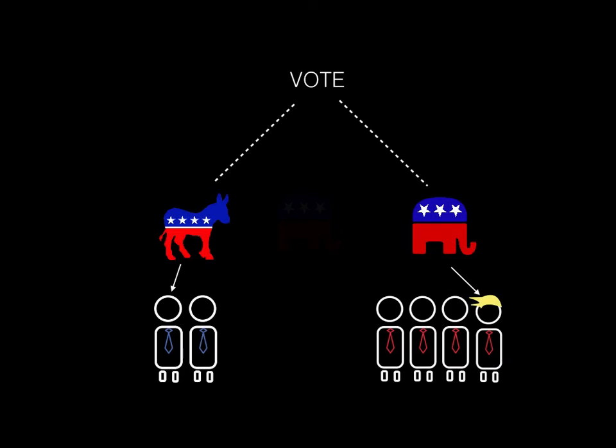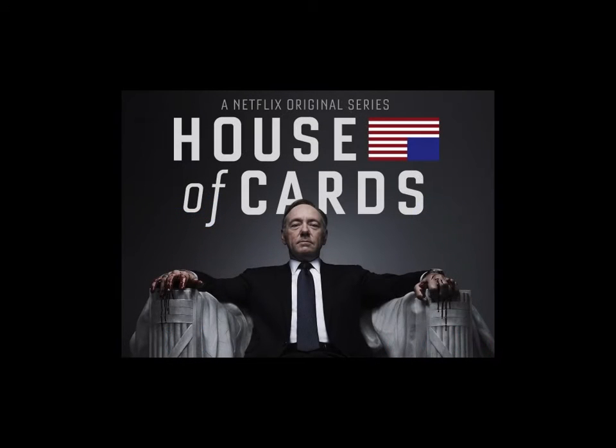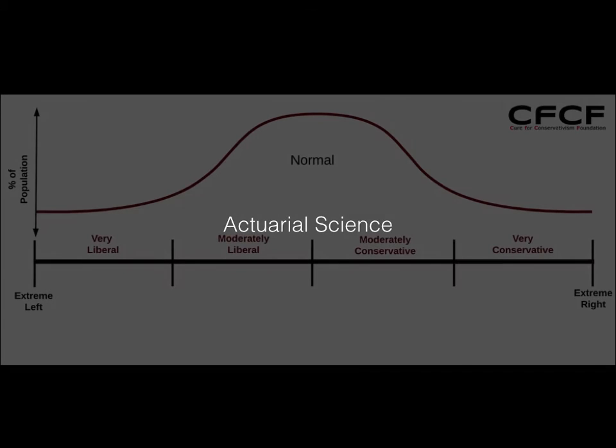Okay. And now, how does the system work? Well, each party will select a candidate, and then on voting day, you choose either the Republicans or the Democrats. And I'm an expert on American politics because I have watched Kevin Spacey in the Netflix original series House of Cards. But now, where does actuarial science come into the game? Well, I'm going to show you very quickly.